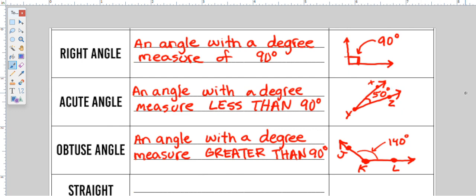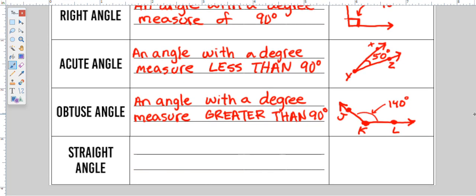Then we have something called a straight angle. That's right, we can have angles that are straight. They are still two rays sharing that endpoint. And since they are straight and sharing the endpoint, they've now made a straight line. And this, in case you have not been told before, is an angle with a degree measure of 180 degrees. Straight lines measure 180 degrees.